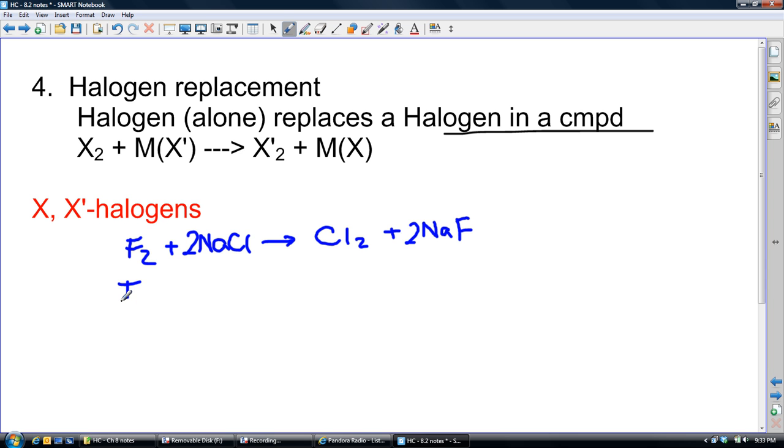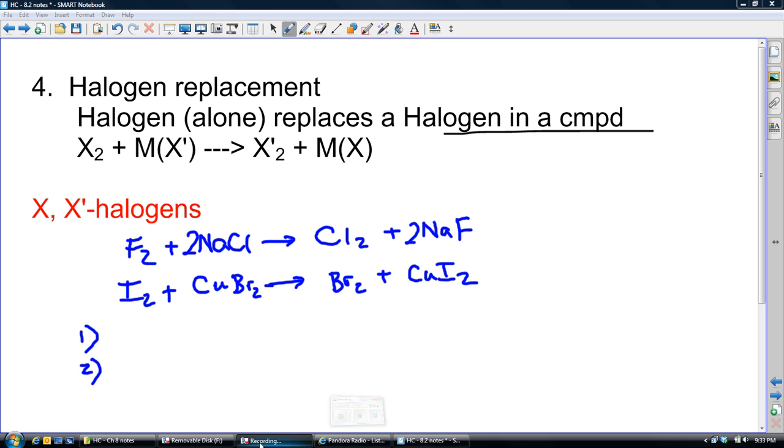We could have iodine by itself, bonded with copper to bromide. So now we're going to have bromines by themselves and coppers bonded to iodines. Right. Obviously there's not as many combinations here since we only have 4 halogens: fluorine, chlorine, bromine, and iodine. But still, pick 2 more examples and look at those.